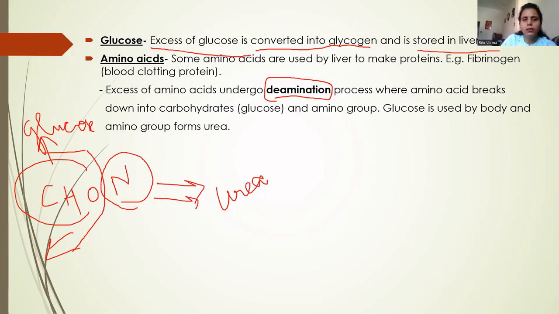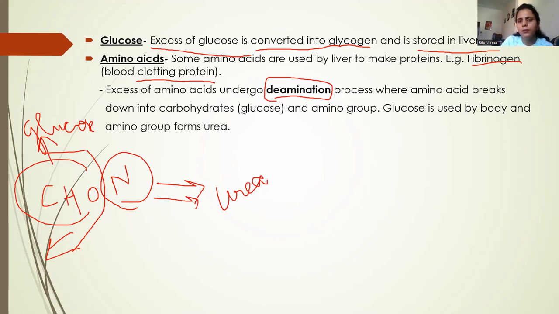Apart from this, amino acids are also used for the formation of some proteins like fibrinogen. Fibrinogen is a blood clotting protein. About this we will learn in the human transportation chapter. So for this process, amino acids are used. Only for these two nutrients we are discussing the assimilation process. Once the assimilation of nutrients is done by liver cells, the nutrients are released into the blood, and now the hepatic vein takes blood from the liver to the heart.